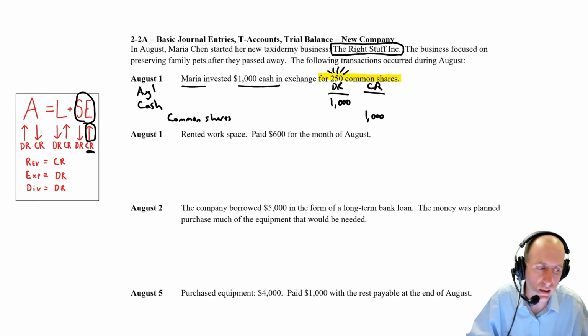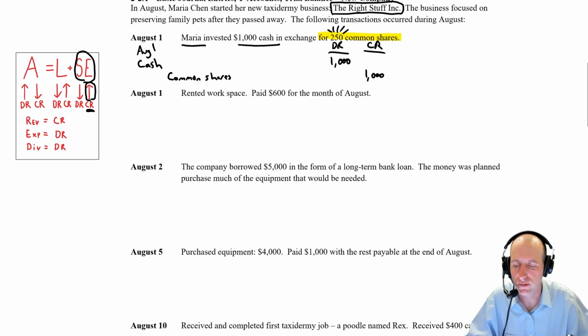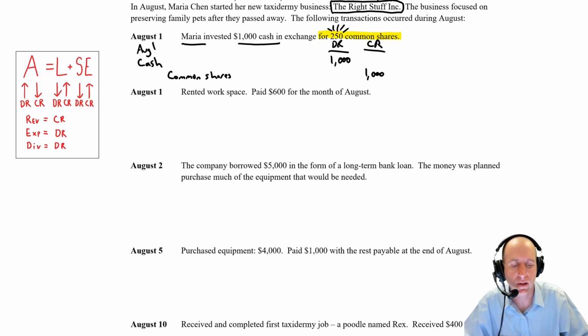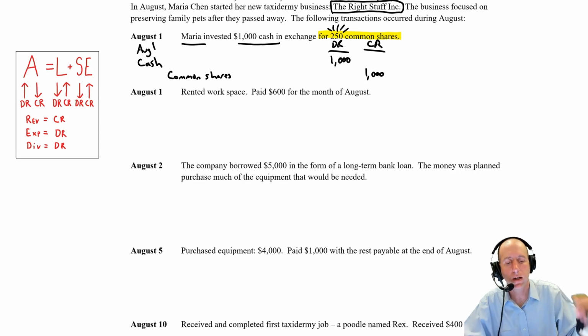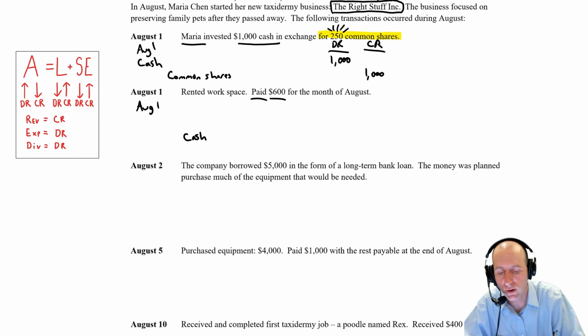I'm going to try to work a little more quickly because that was 4 minutes for one entry. Let's move faster. Next, rented workspace, paid $600 for the month of August. Okay, so first thing, paid $600. That's telling me cash is changing hands. So on August 1st, I'm going to credit cash. I'll leave room for a debit here.